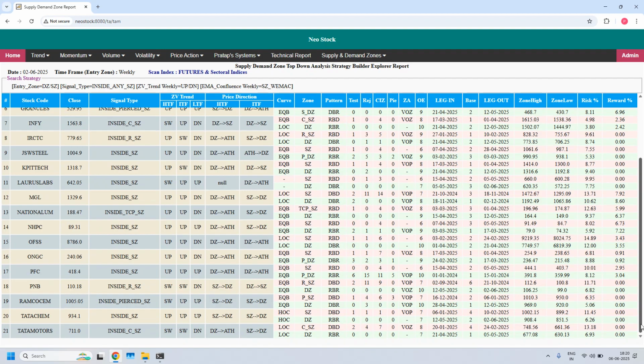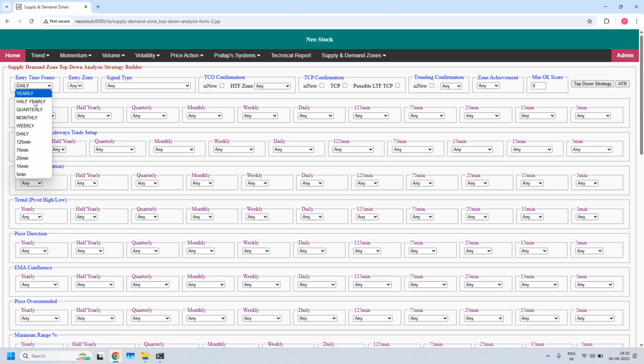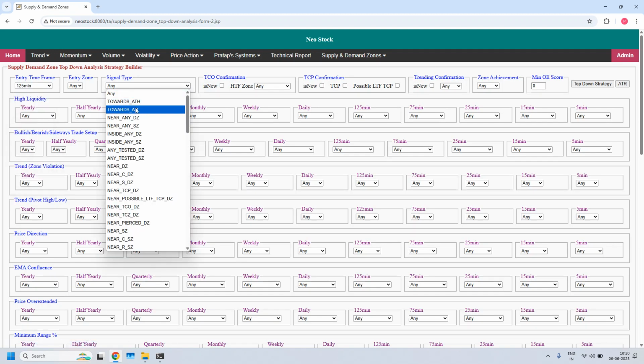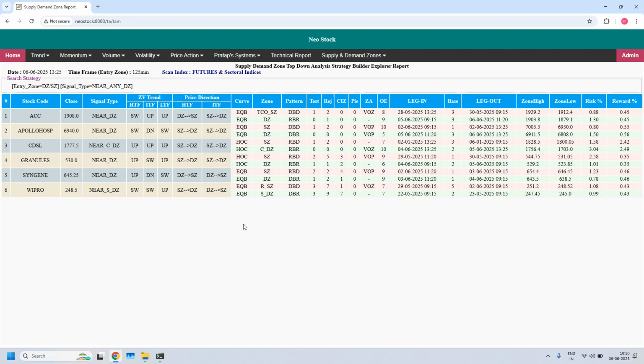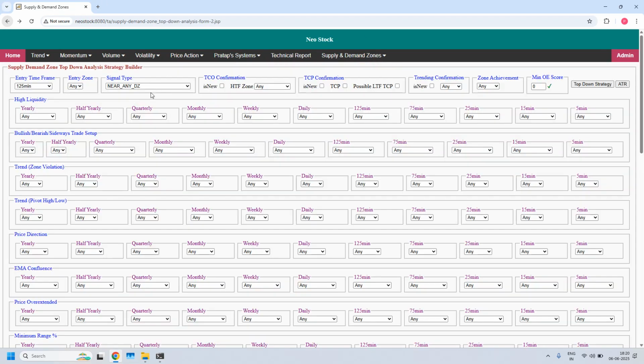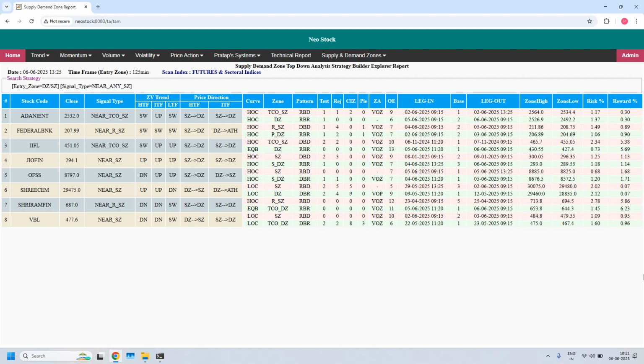Next, daily already we generated in the beginning of the report, so the next time frame is 125 minutes. Stocks near to the 125 minutes demand zone, we got 6 stocks. Next, stocks near to the 125 minutes supply zone, we got 8 stocks.